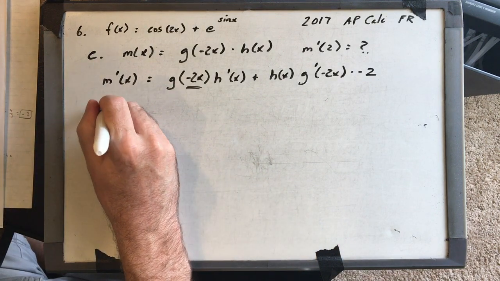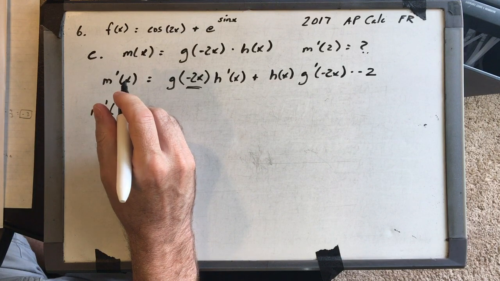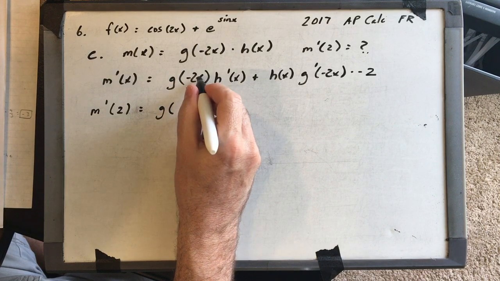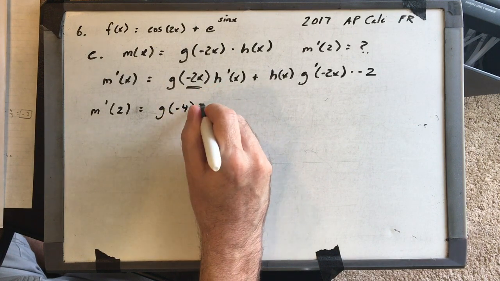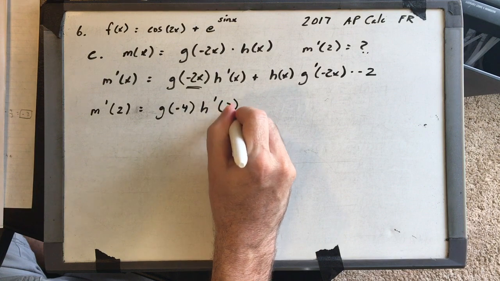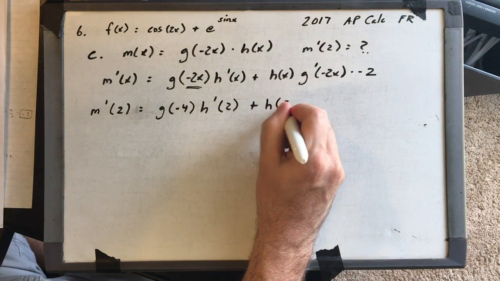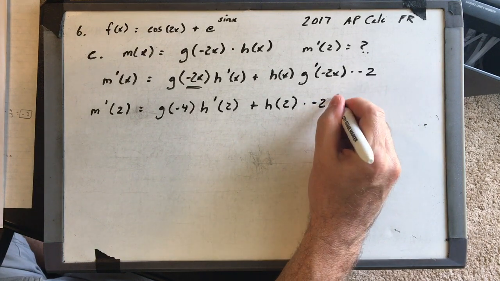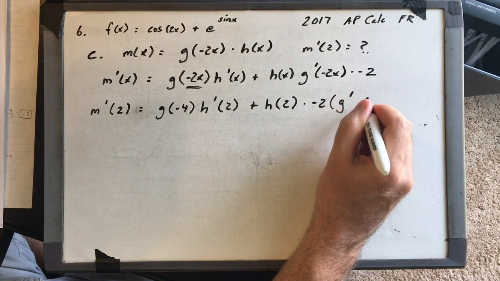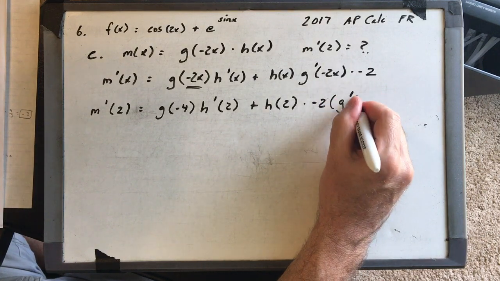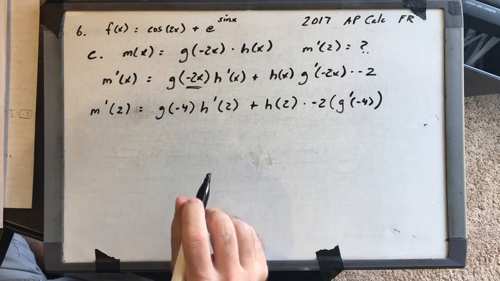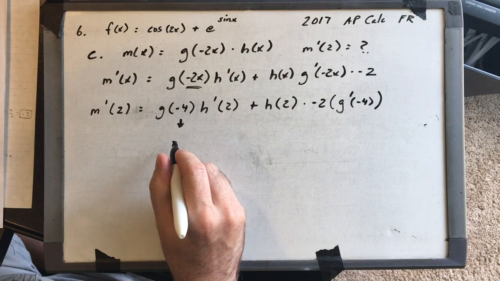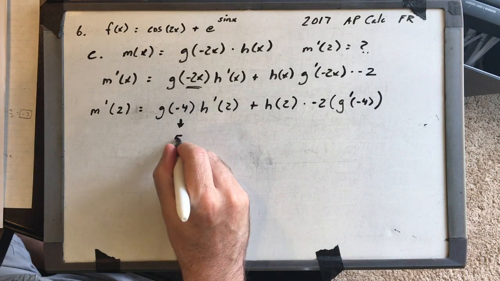Okay, so what is m prime of 2? So that's g of, if I plug 2 in there, that'd be negative 4, times h prime of 2, plus h of 2, times negative 2, that's the negative 2 right there, times g prime of negative 2 times 2, which would be negative 4. All right, what a mess. Okay, g of negative 4, this is from the table. All right, g of negative 4 is 5.